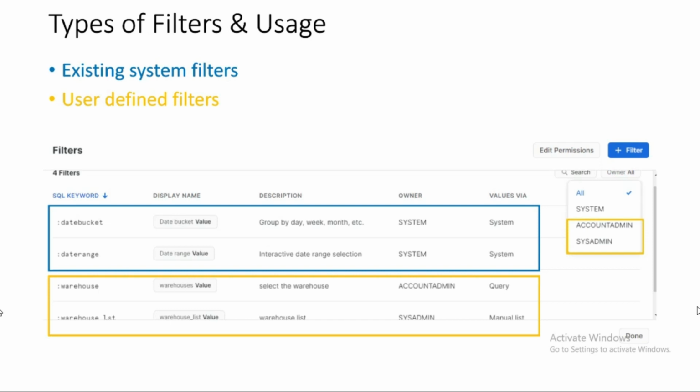The date bucket talks about grouping by day, week, month, where this parameter can be utilized in the SQL query for the charts. This is mainly used when we want to group some of the values by day, week, month and year. If you want to do that, then we can use the date bucket filter. The date range is mainly used when we want to get the data over a period of time, where we can select the date range, for example last 7 days, last 30 days. We'll go into detail with an example.